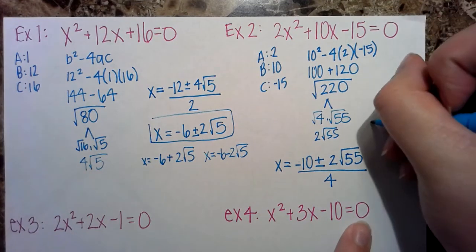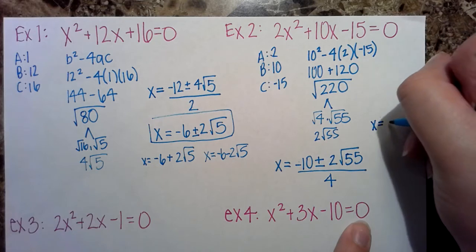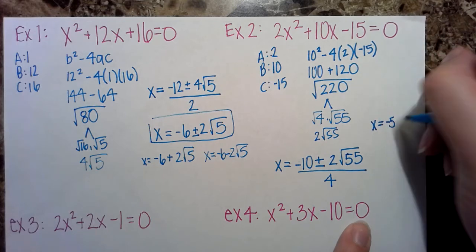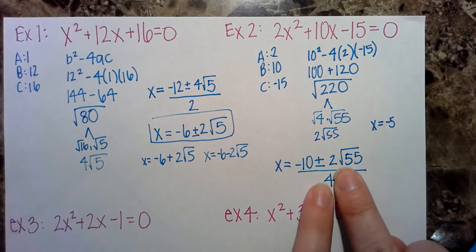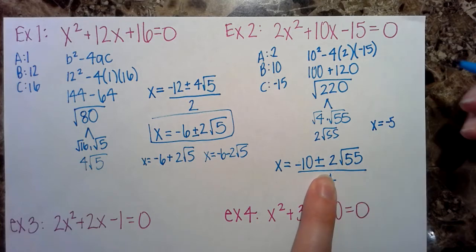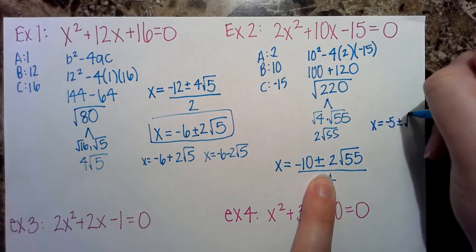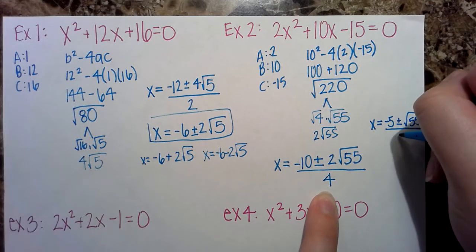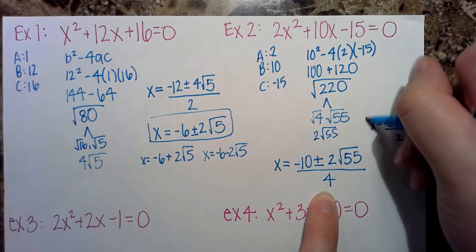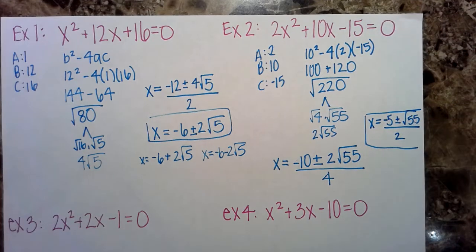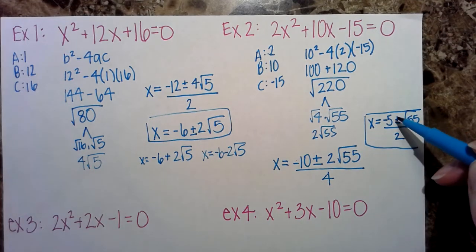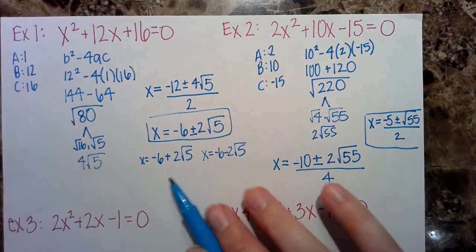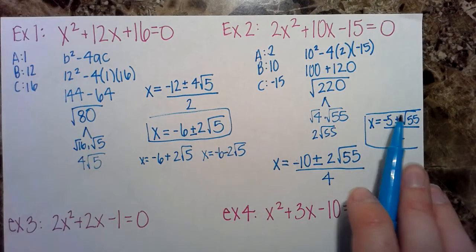So my final answer is going to be x equals negative 5. I don't have to show the 2 anymore because 2 divided by 2 is 1. So I'm going to do plus or minus the square root of 55 over 4 divided by 2 is 2. So here is my answer. So I have 2 solutions because it's plus or minus. So that's how I could break it up if I want to, or I can leave it.